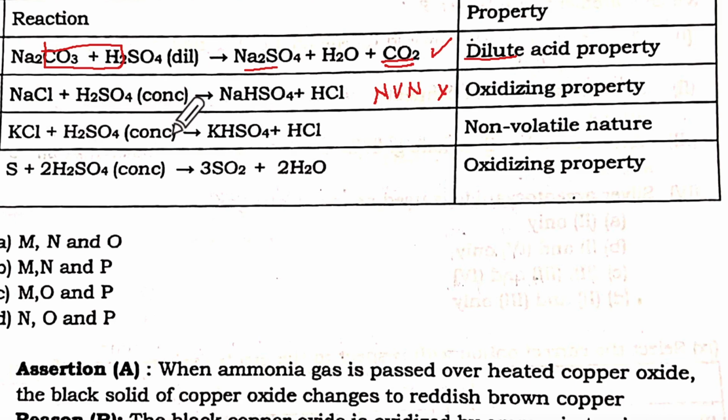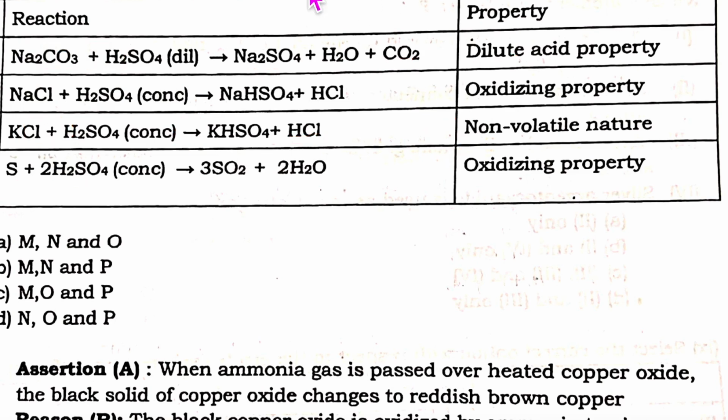KCl plus this conc. acid, this is non-volatile is correct, because it is going to displace the more volatile acid. Correct? This is the more volatile acid. Your temperature will be less than 200. So this is correct, non-volatile. And this is oxidizing nature because sulfur is oxidized to this. So this is correct.